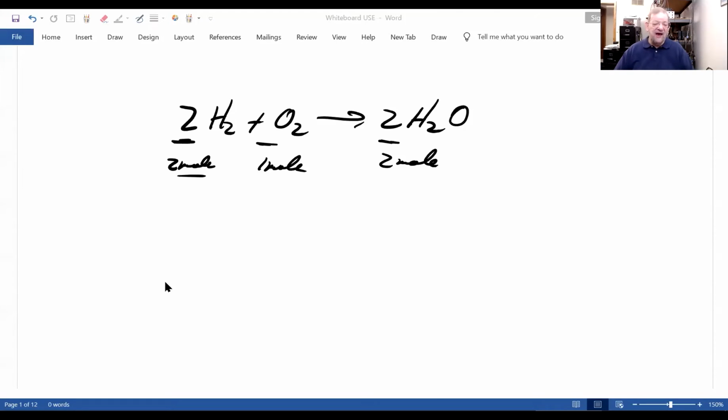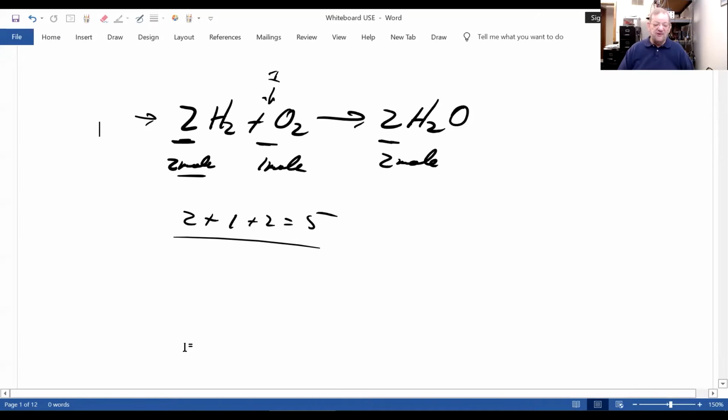If I asked you to add up all the coefficients for this reaction, and this I'll never ask on a test, but it's good practice: 2, and here most of you forgot that that's actually a 1, plus 2 equals 5. And that's the mistake most of you made on the balanced chemical equation lab 6.